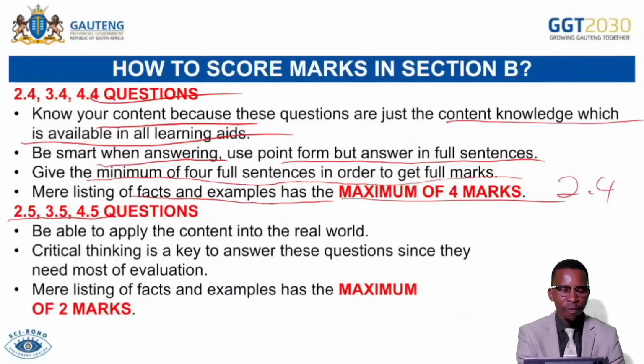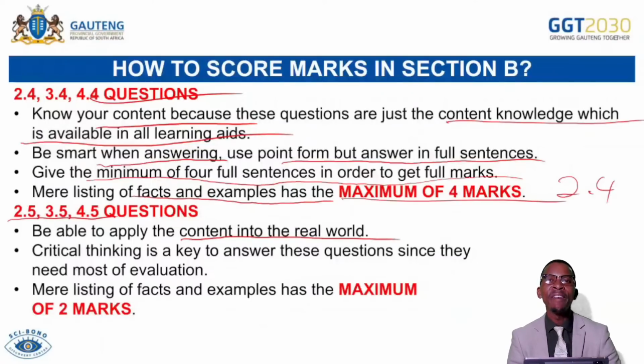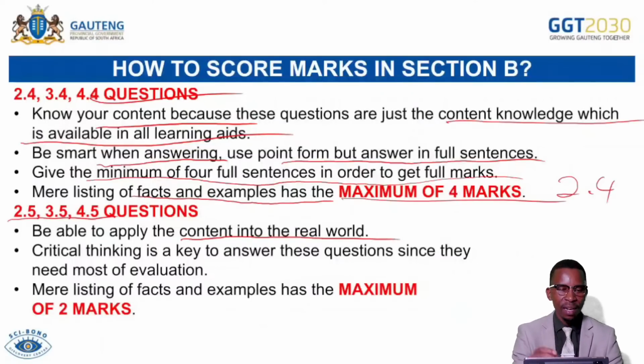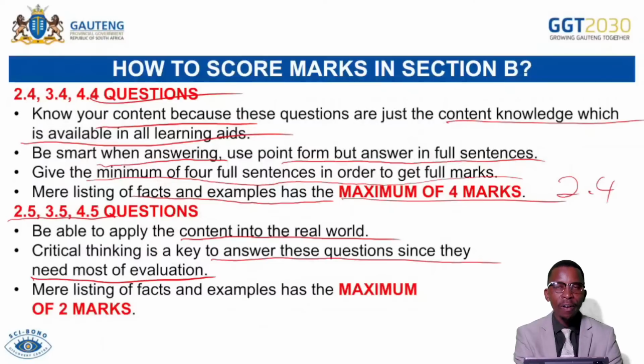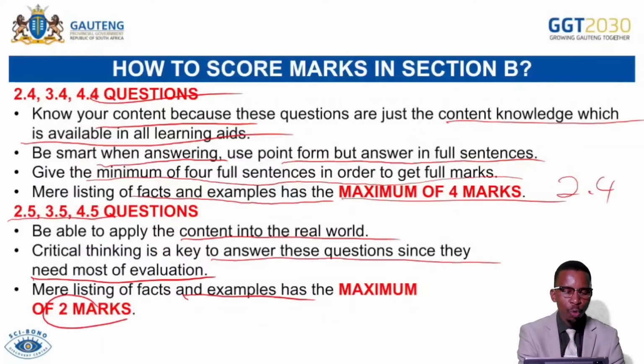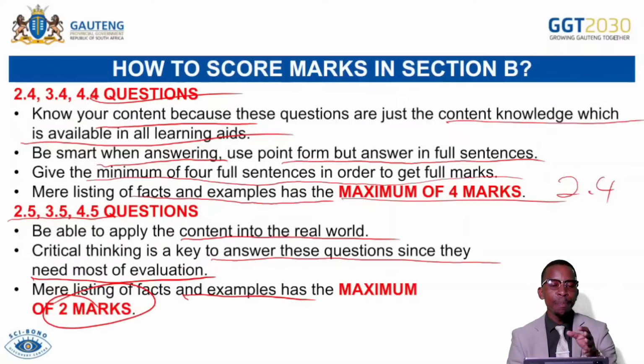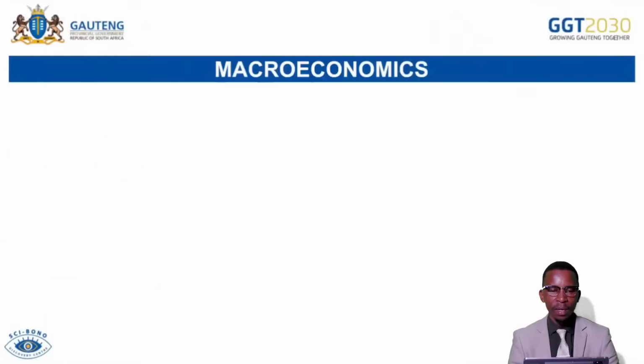2.5, 3.5, 4.5 questions: be able to apply the content to the real world. In this situation, we apply, we evaluate, we link, and then we synthesize. Critical thinking is key to answering these questions, since they need most of the evaluation. Mere listing of facts and examples will give you a maximum of 2 marks. Even if you list 20 points, they will be credited together for 2 marks if they are correct, by the way. So avoid listing even in 2.5, 3.5, 4.5. Answer in full sentences.